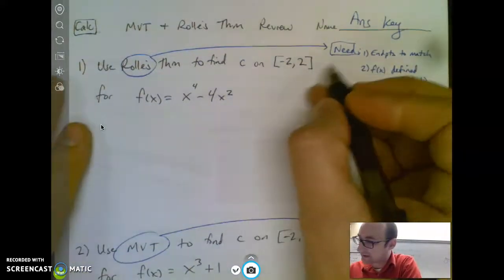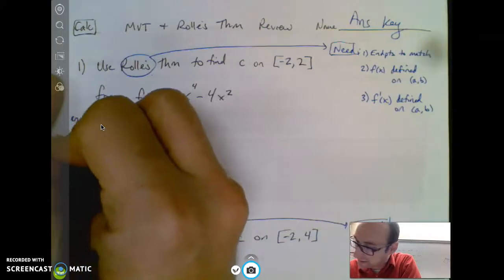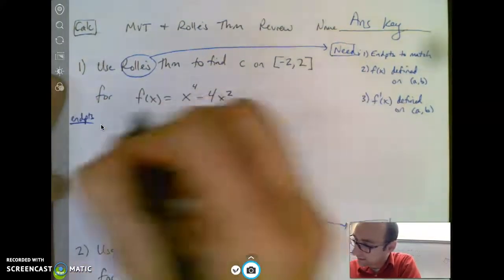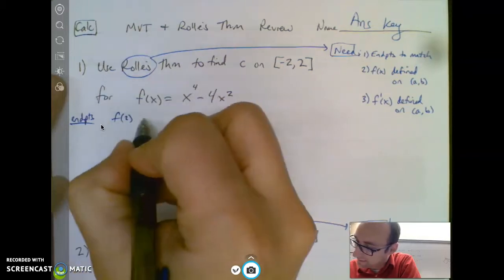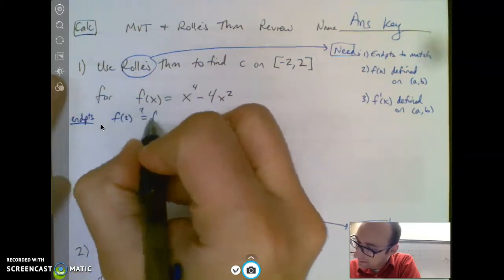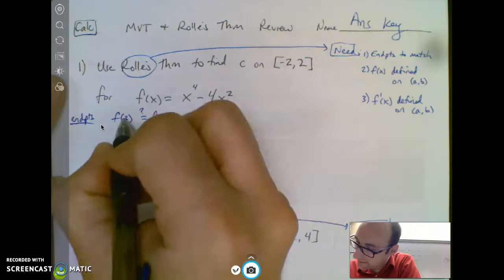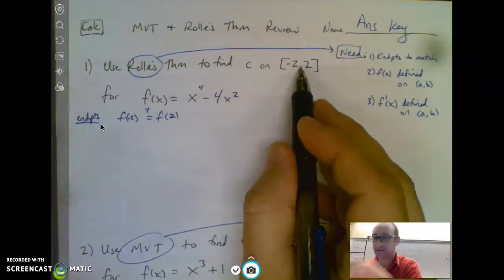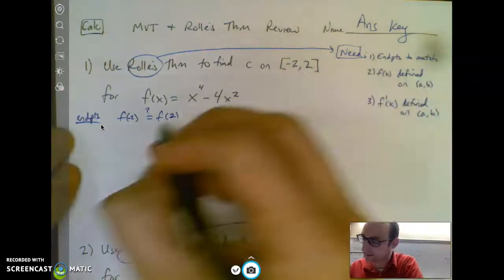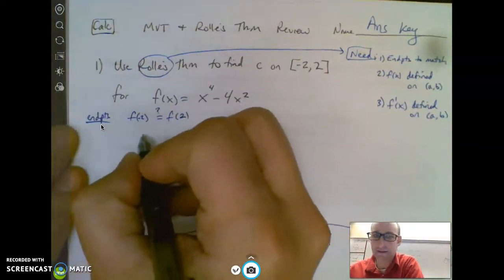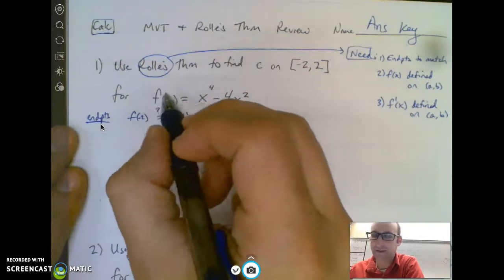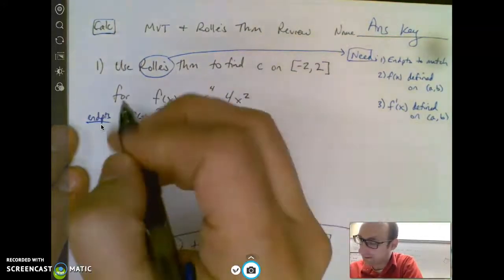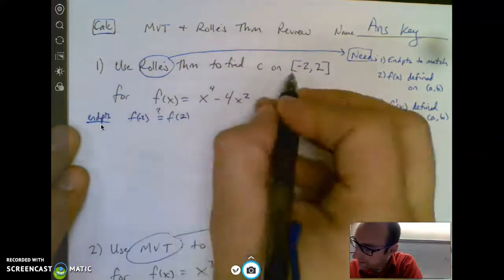All right, so first let's check the endpoints. To use Rolle's theorem, you need to make sure that f of 2 is going to equal f of negative 2. Well, let me do negative first. I want to see if that endpoint, that x value, is going to end at that one. Because Rolle's theorem says if you start and end at the same height, there must be a place where there's a max or a min. Okay, so let's type in a negative 2.